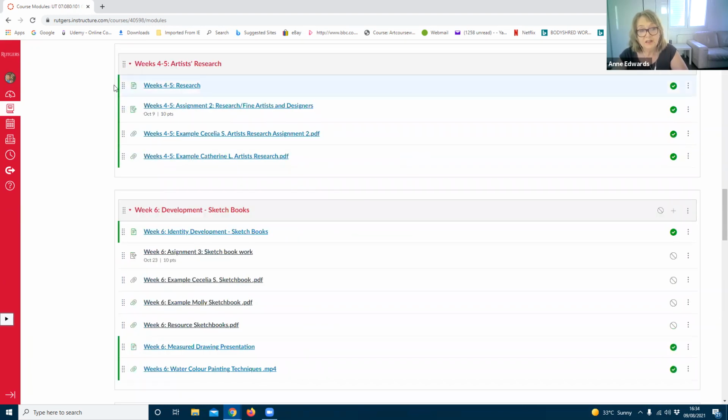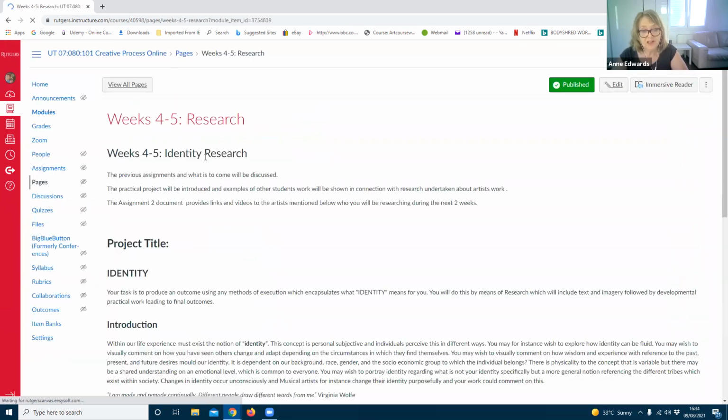At this point here, you'll be introduced to the project, and the project is about identity. We open here, you'll see identity research. The previous assignment and what is to come will be discussed in weeks 4 and 5, and the practical project will be introduced. An example of other students' work will be shown in connection with research undertaken about artist work. Assignment 2 provides links and videos to the artists mentioned who you will be researching during the next 2 weeks.